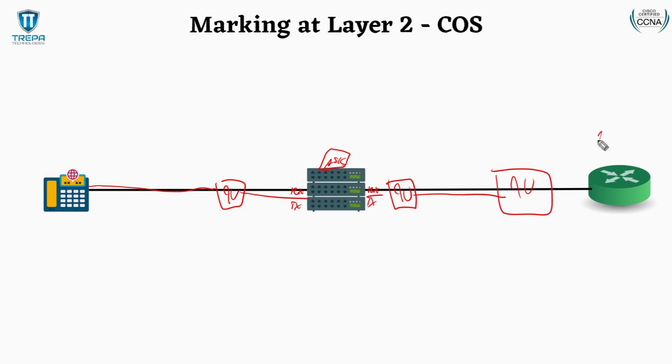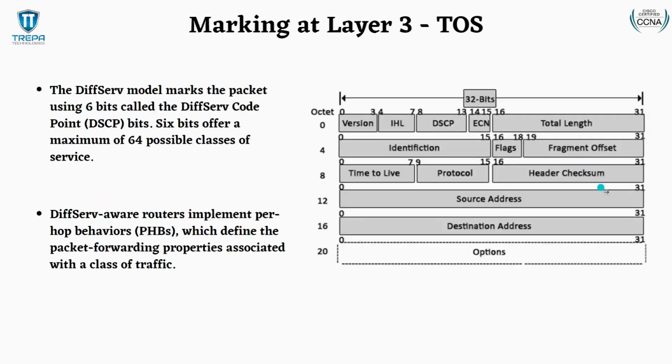All the way up to then our layer 3 device, which now it's up to this layer 3 device to actually mark this voice traffic and classify it appropriately if we got congestion here and we're implementing layer 3 classification and marking. All right, so now let's get into marking at layer 3.